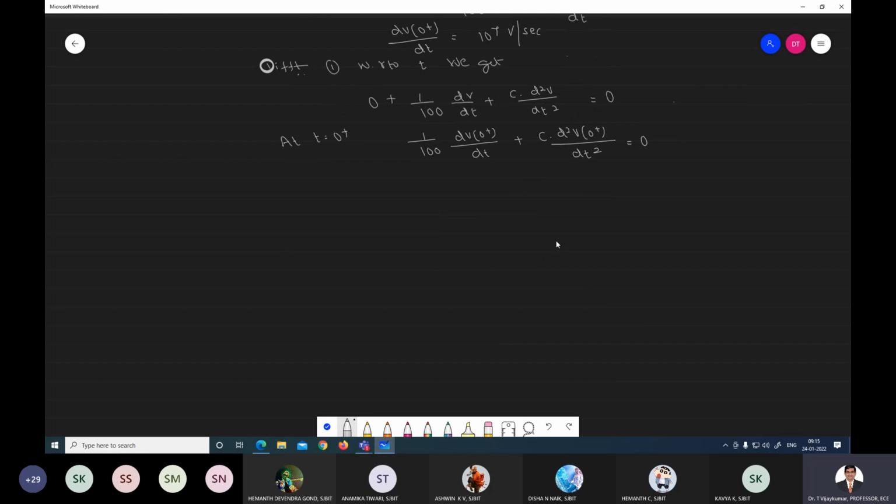Now this is 1 by 100 into dV of 0 plus by dt, which is 10 to the power of 7, plus C value, which is given as 1 microfarad, 1 into 10 to the power of minus 6, into d square V of 0 plus divided by dt square is equal to 0. Find out d square V of 0 plus divided by dt square, how much is it? Minus 10 to the power of 11 volts per second square.